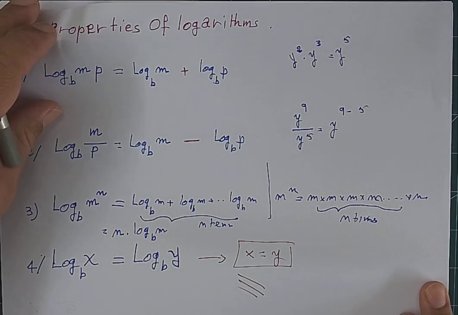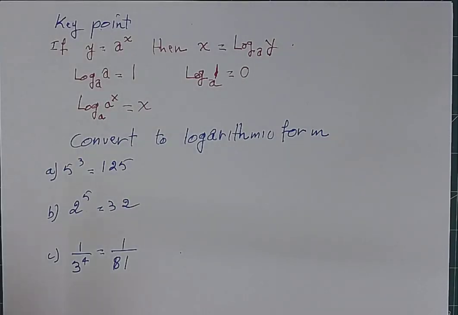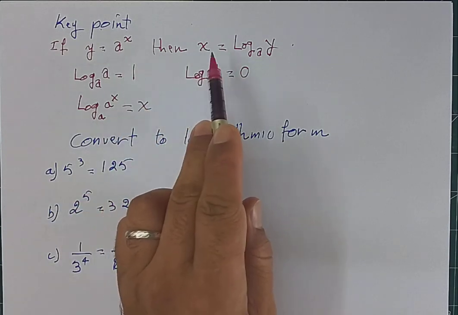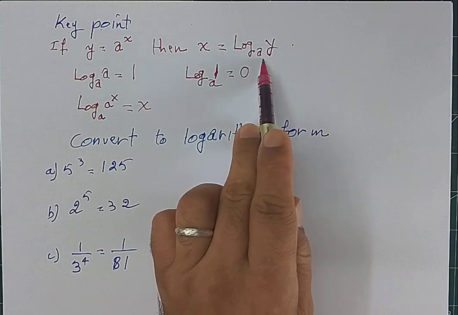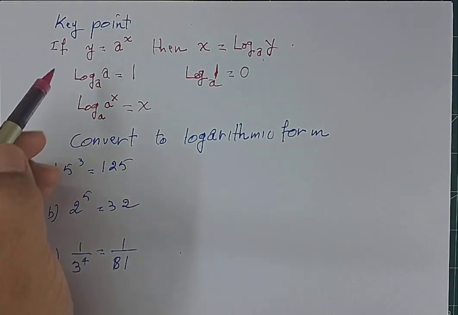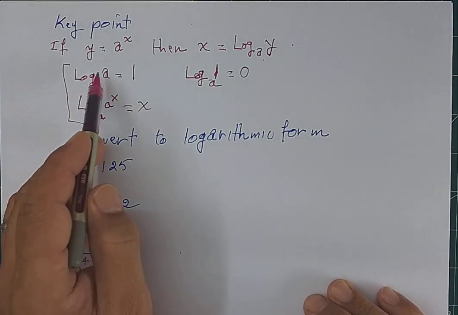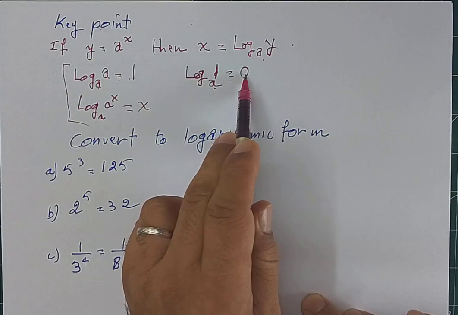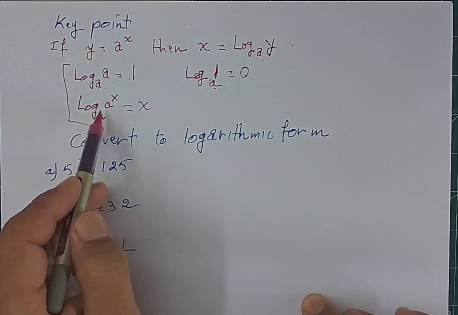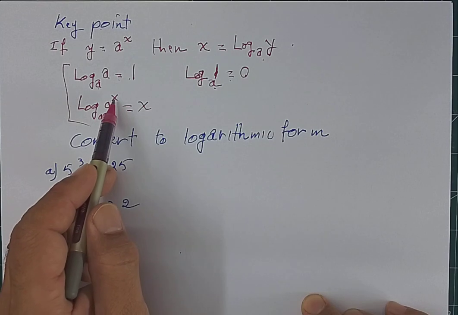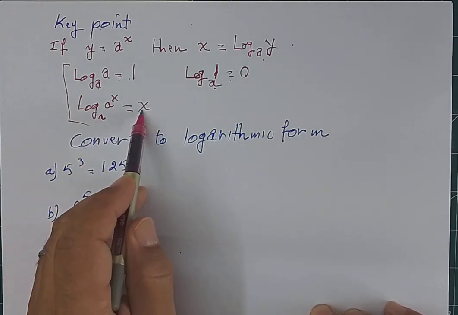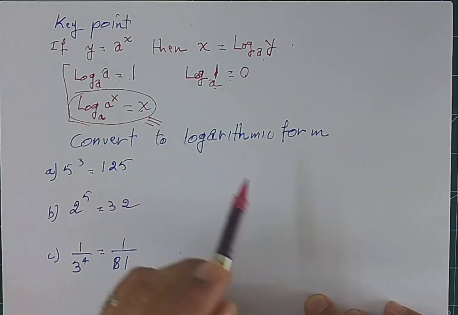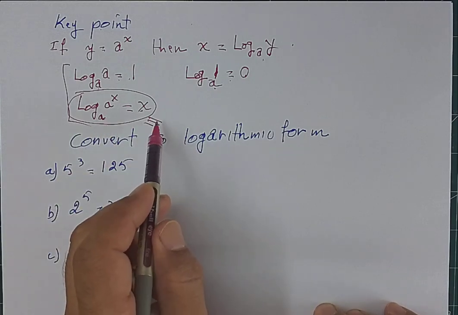So let's continue our lesson to find the key point here. If we have y equal a to the power x, then x equals log y base a. So here are some properties for these logarithms. Log a base a equals 1 and log 1 base a equals 0. Here we have log a to the power x base a equals x. I would like to use this one. It is simple, okay, and useful for many cases.